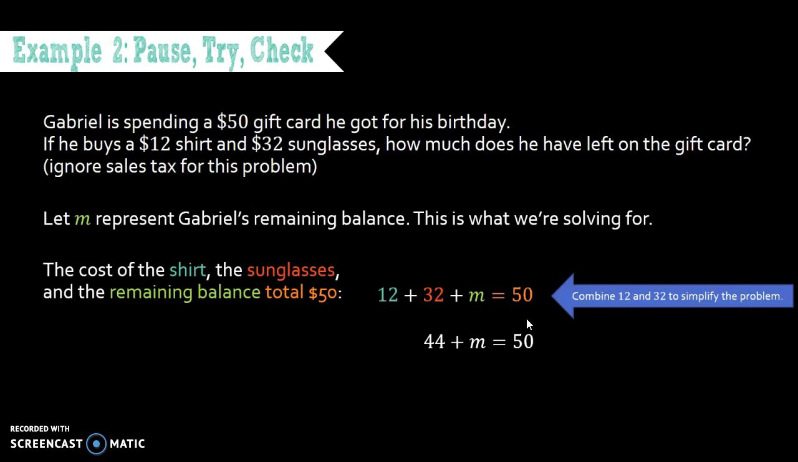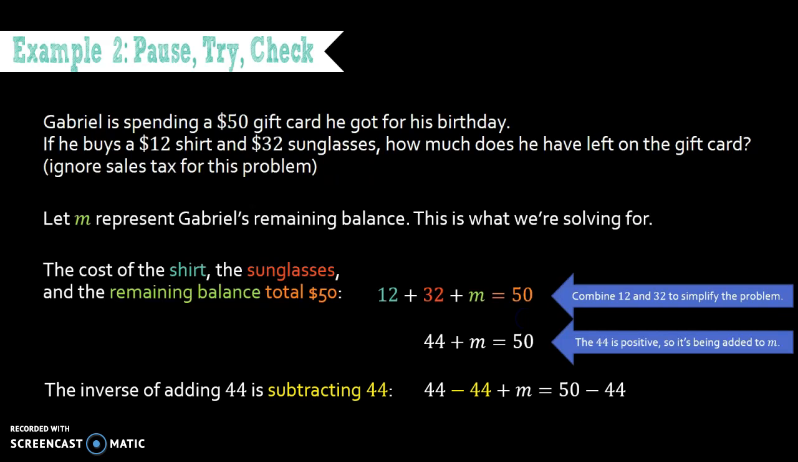We're going to combine our like terms on the left-hand side. 12 and 32 make 44. And then subtract 44 from both sides because it is a positive value. We subtract positive values away. We get a final answer of M equals 6. So after he buys those two items, there's only $6 left on his gift card.